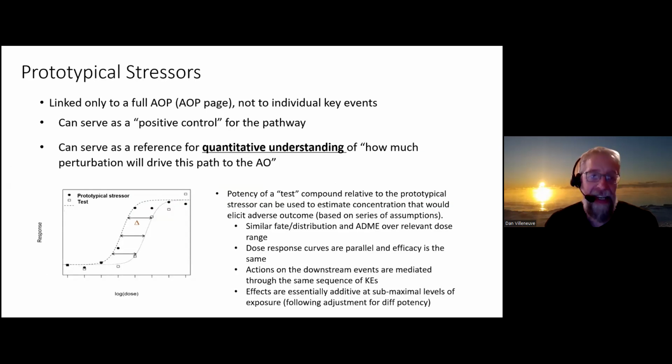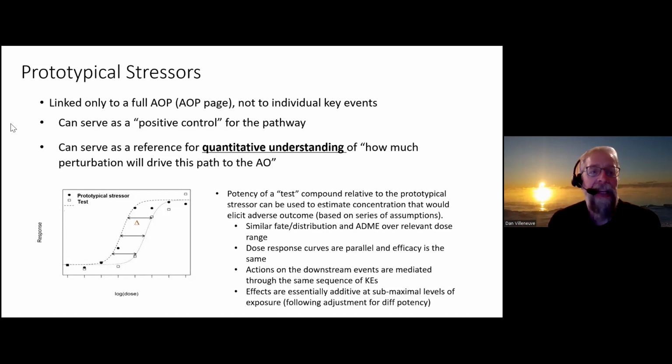Prototypical stressors and the identification of prototypical stressors is still considered important in the AOP-Wiki, but instead of linking these to individual key events, prototypical stressors are now linked only to a full AOP on the AOP pages. This is important. These can serve as sort of a positive control for a given pathway. So if you're doing an experiment, and want to know if a chemical of interest that you're working on acts through this particular AOP, experimentally, you can use that prototypical stressor as a positive control to make sure your assay system is working well.